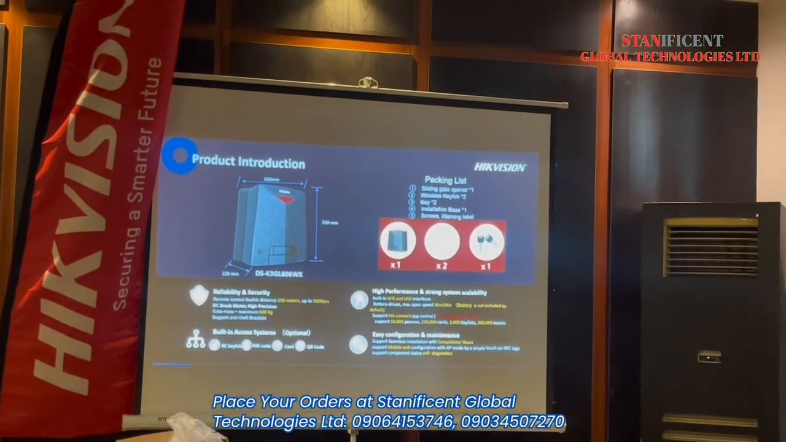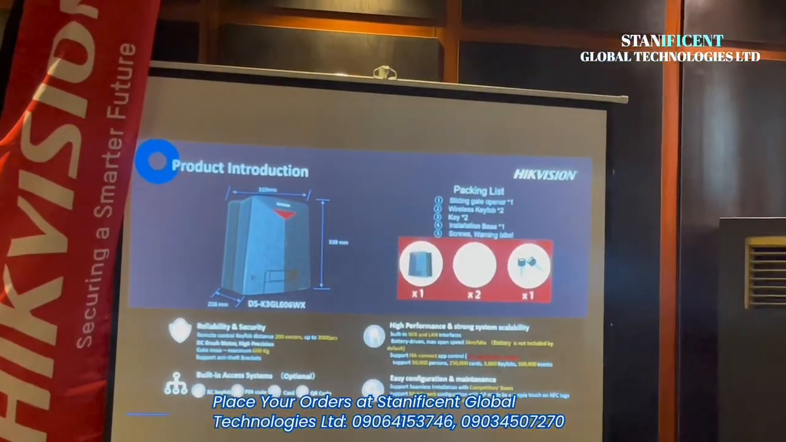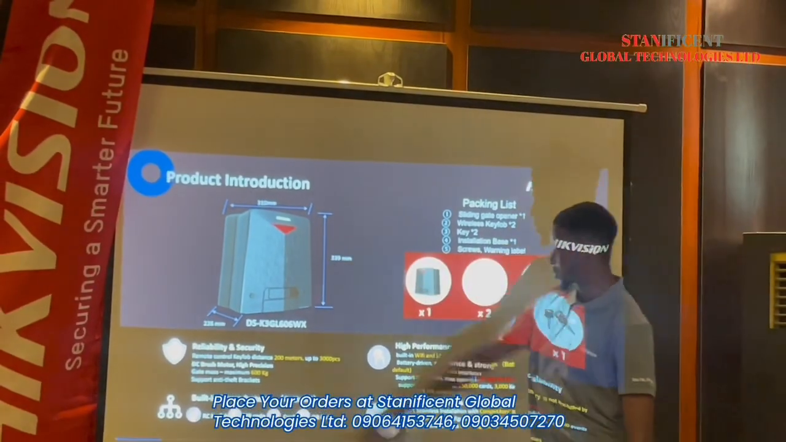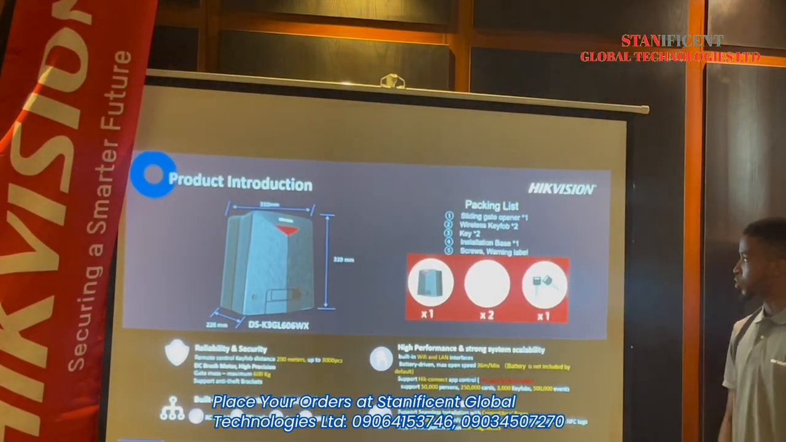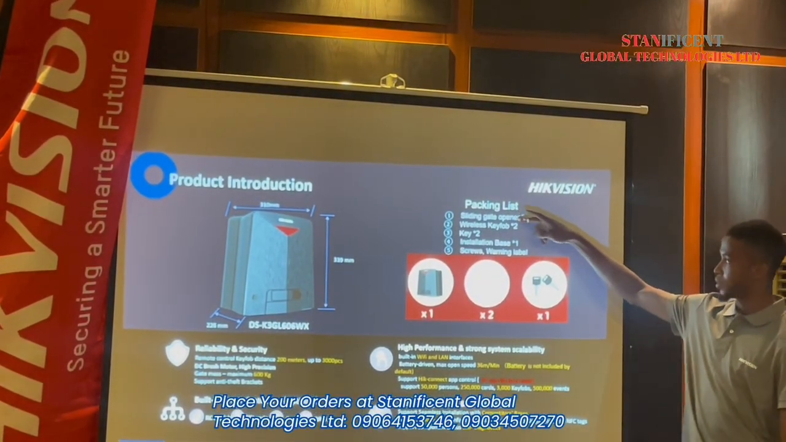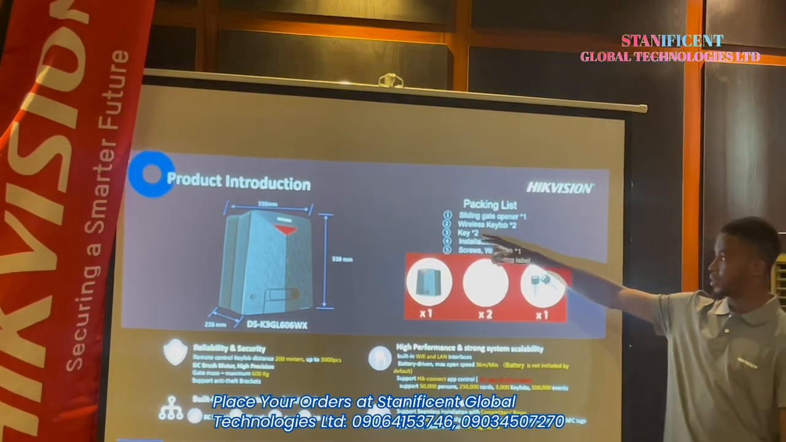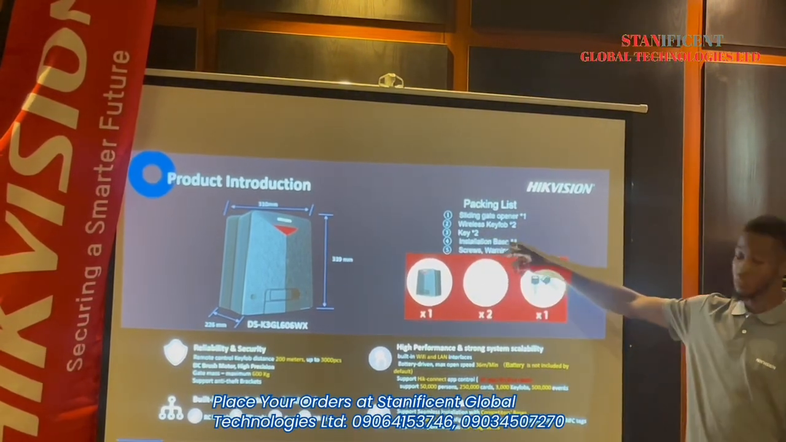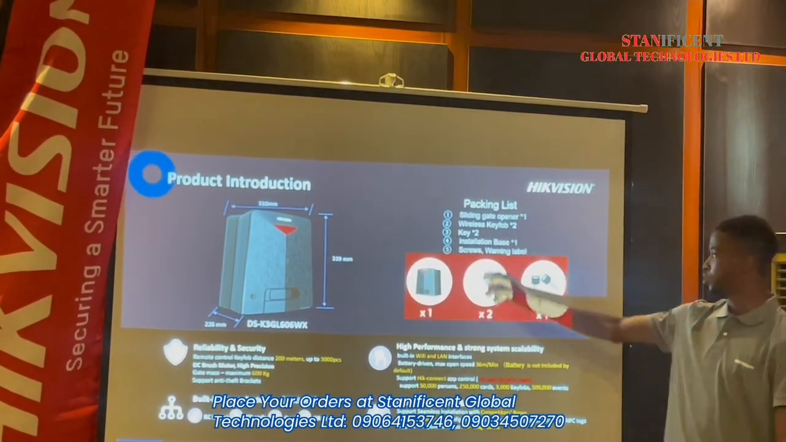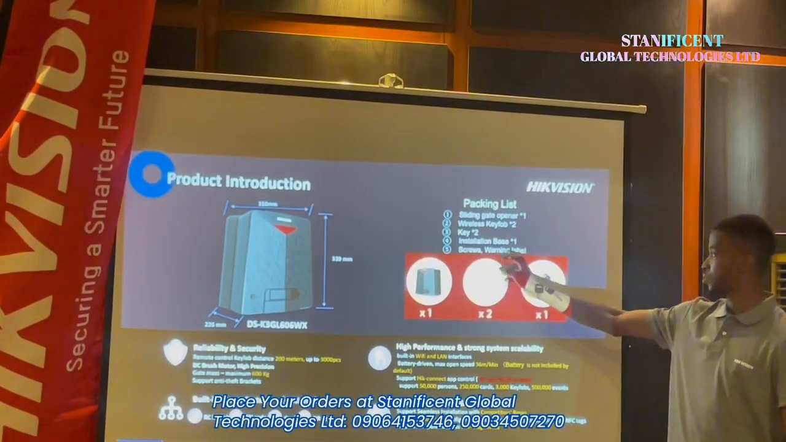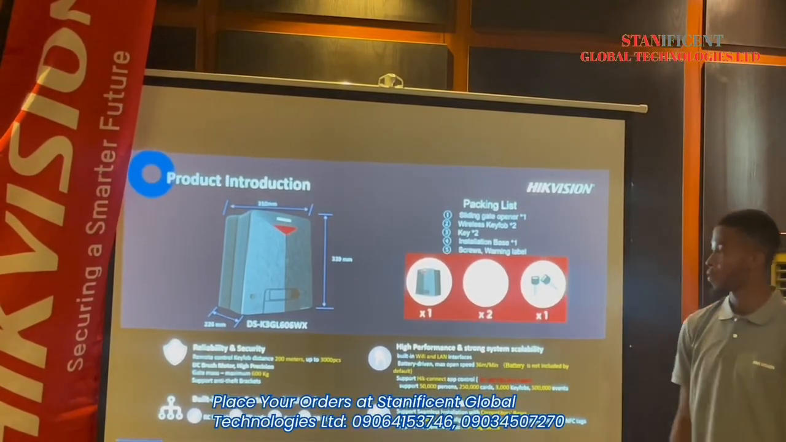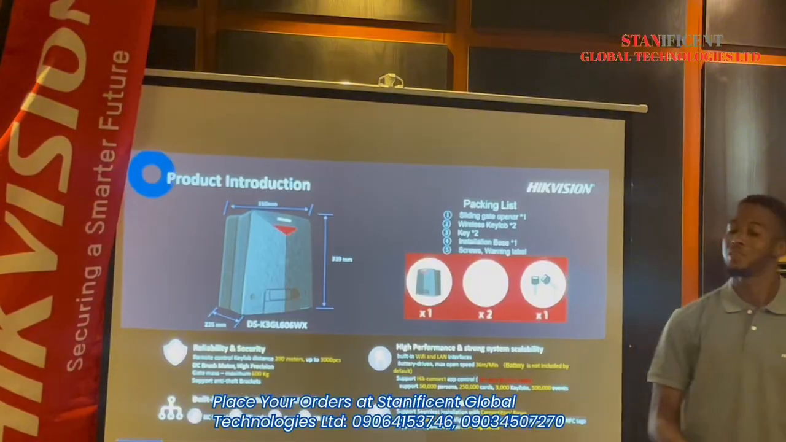So this is the product information or introduction. This is how our gate opener looks like, and in the packing list it comes with the gate opener itself, the wireless key fob, the pair of keys, the installation pins, and also the screws and warning label, also known as the manual.